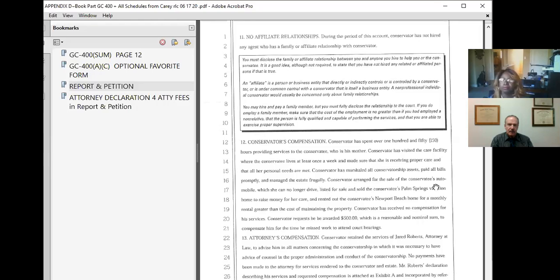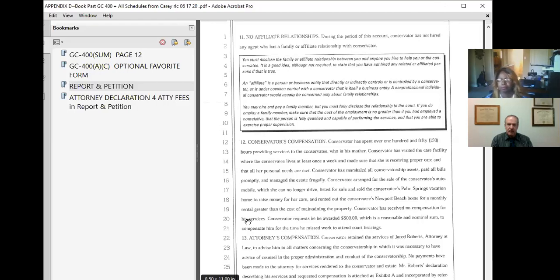I've arranged for the sale of the automobile because she can't drive. I've listed the house. I've raised money for her care. I've rented out her other house, so now there's monthly income. And up to this point, I have received no compensation for these services.